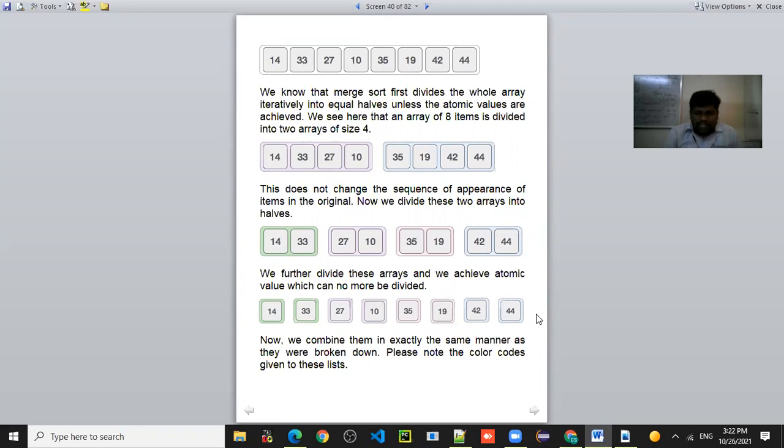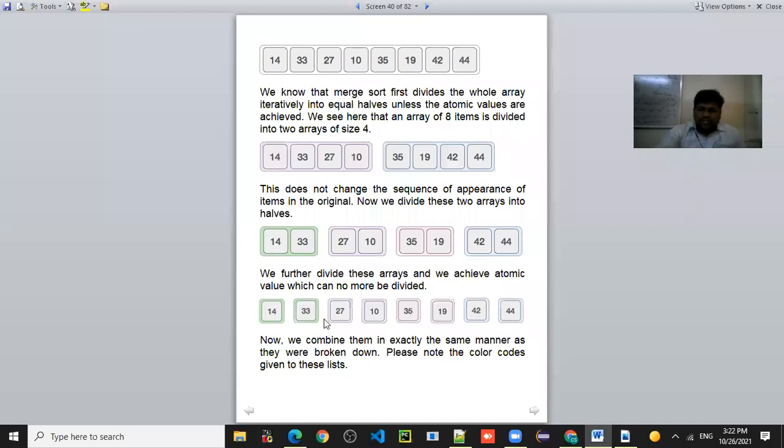Now the next part is to apply the conquer method. Conquer means we combine the list again after division, combining all these elements into a single list. We combine them in exactly the same manner in which they were broken down. You can also note the color codes; I have given different colors for your understanding.